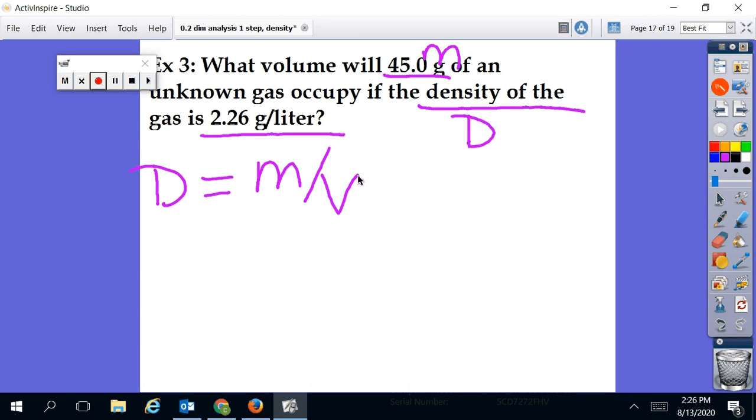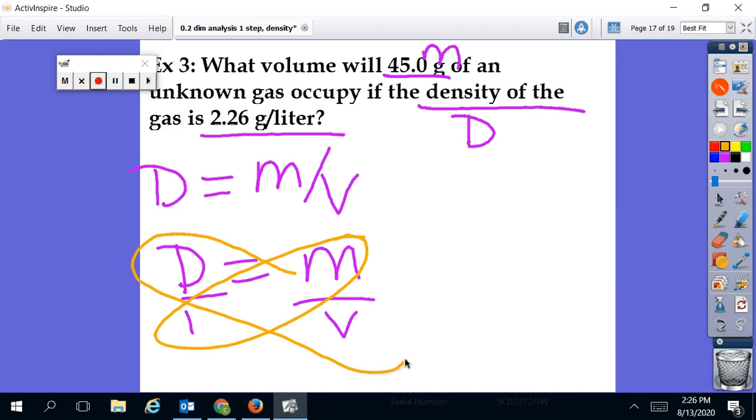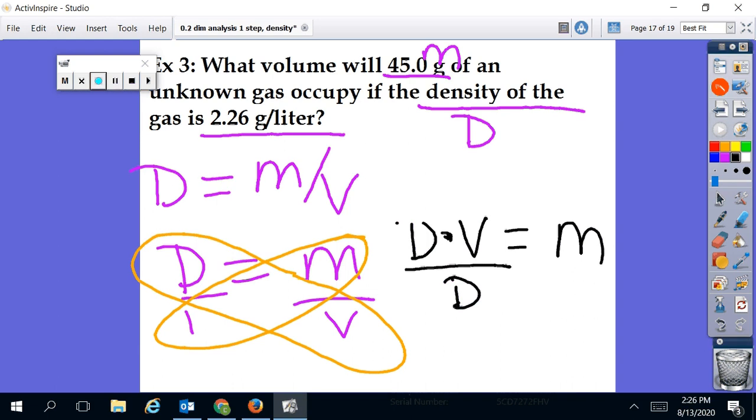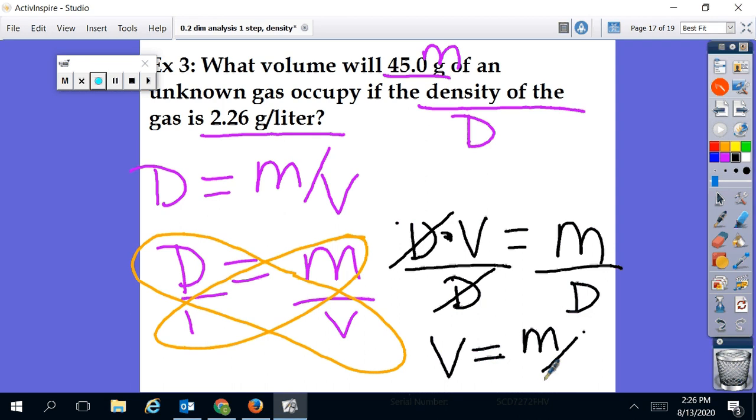Okay, we want volume, so we want to rearrange this equation. Let's put this over 1 and cross multiply. Get that v out of the denominator. Okay, so you get d times v equals m. Now you're going to divide both sides by d. Cross that out, and you get v equals m over d. That's the equation we're going to use. If you need to rewind to see how I got m over d, you can rewind and watch it again. Okay, so now we have v equals m over d.